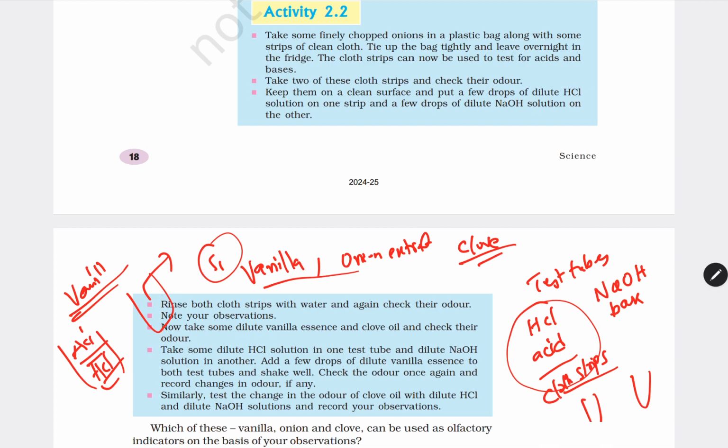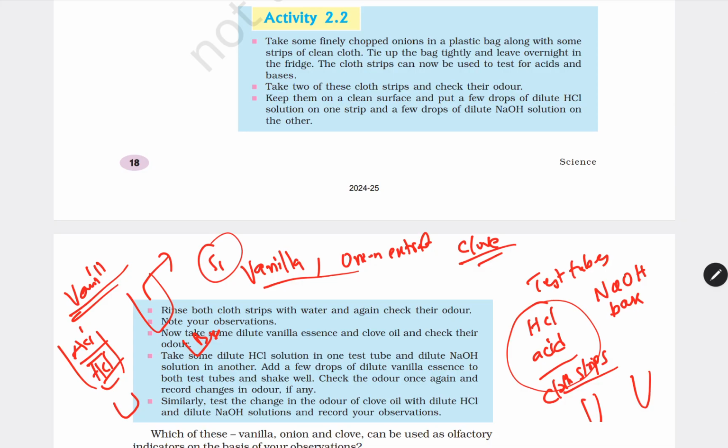In onion extract also, acidic solution, smell of onion remains intact. And in the base solution, that smell diminishes or disappears. Clove oil also, it is also having a very strong smell. So in the acidic solution, clove smell remains intact and in base solution, smell of clove diminishes.